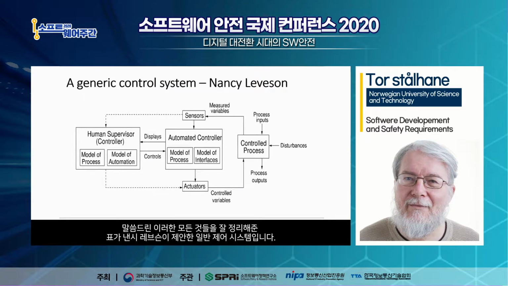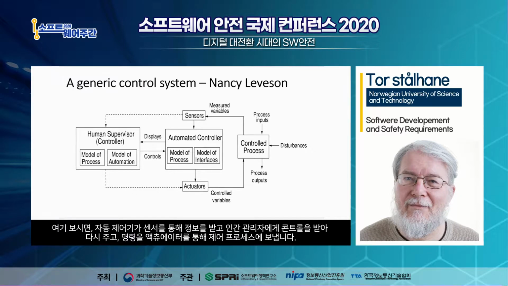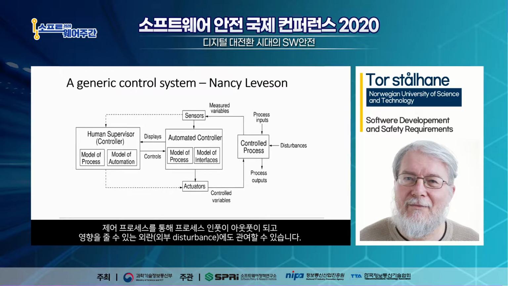All this comes together in a generic control system suggested by Nancy Leveson. So you see there is an automatic controller receiving information through sensors and through control information from the human supervisor, and it gives information back to the supervisor, and it gives orders through actuators to the control process. And the control process has inputs, it has outputs, and it might have external disturbances which will also influence it.